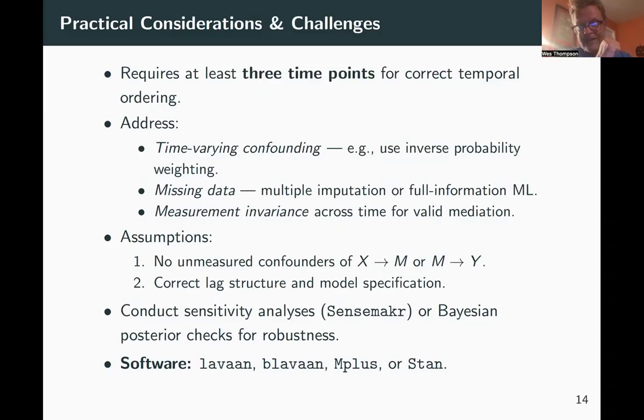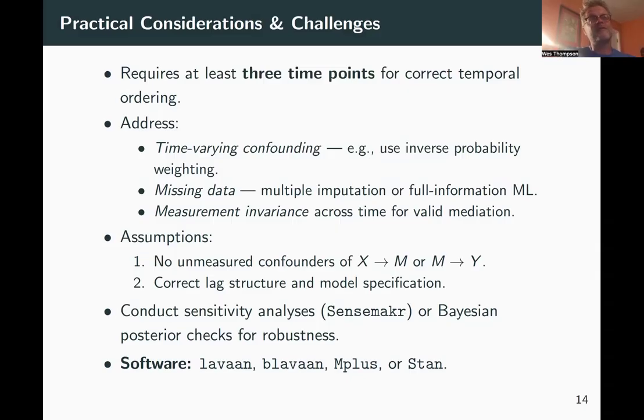And the key packages to use. If you're doing structural equation models, you can use lavaan, or you can use Mplus. If you're doing Bayesian models, you can use Stan. There's also a mediation package that implements causal mediation analysis, and that can also be quite useful. It's probably the simplest one of these to apply. So I should have put that down here.